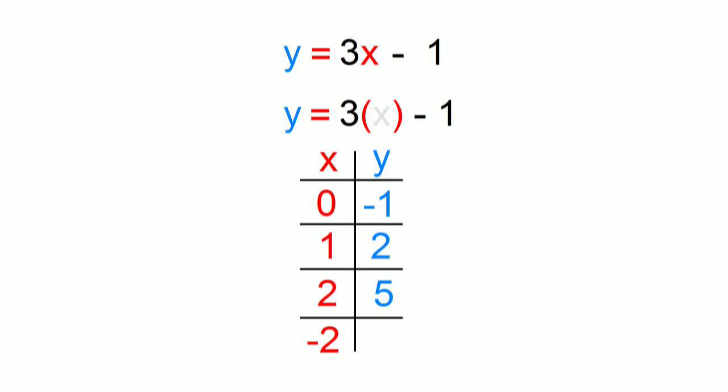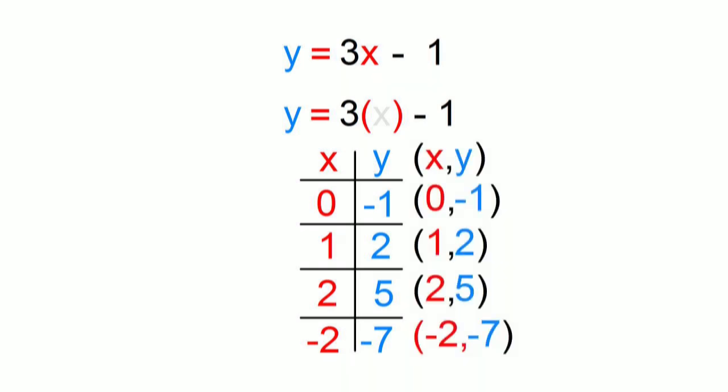If you don't understand positive and negative number arithmetic, you can ignore the last one since 3 points are enough to plot the line. But I want to show one point with negative numbers. If I plug in minus 2 for x, then do the arithmetic, 3 times minus 2 is minus 6. Then minus 6 and minus 1 is minus 7. So when x is minus 2, then y is minus 7.